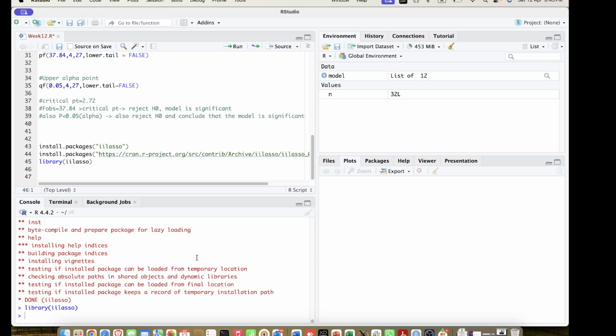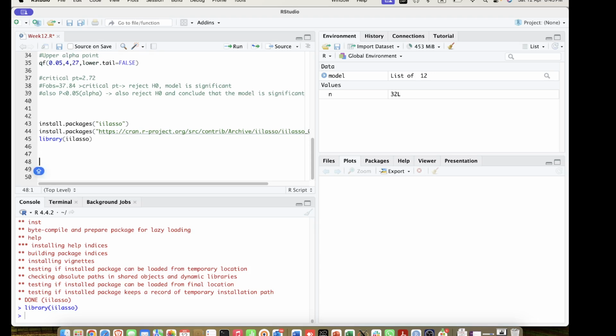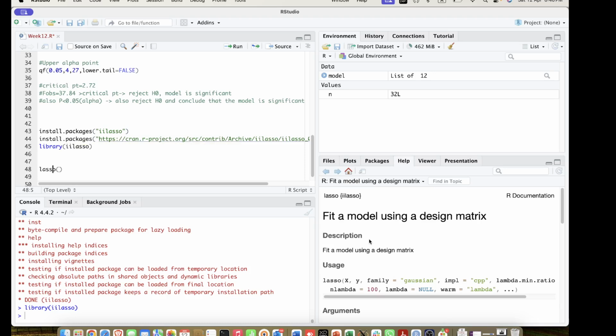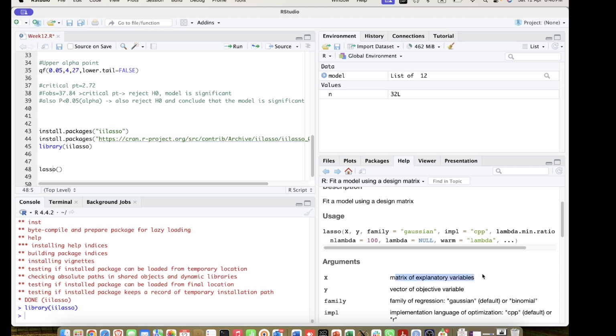And then once I have this, the first thing that I need to do is specify the X matrix, right? So how do I specify the X matrix? Here the function that I'm going to use is the lasso function. If I press F1, I am going to find out more about this function on my help page. Okay, fit a model using a design matrix. So this is a matrix of explanatory variables.